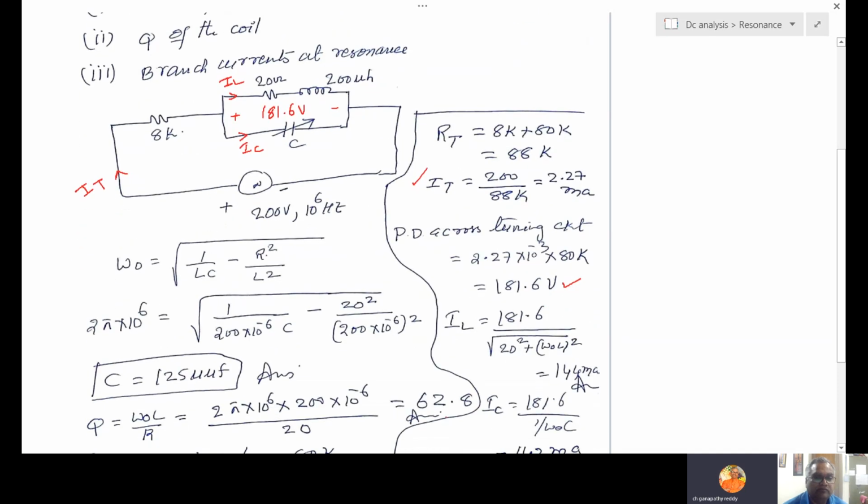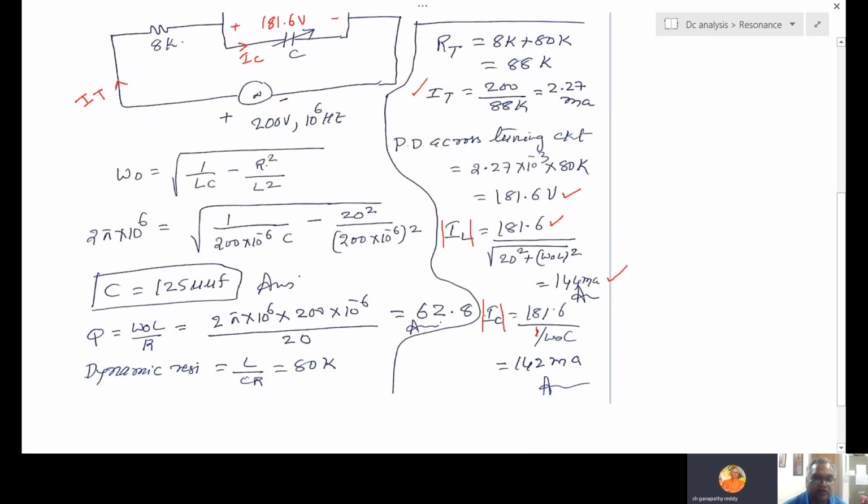Now IL value. So what is IL value? Voltage by root of R square plus omega naught L square. Substitute, you will get 144 milliamp. This is IL magnitude. So what is IC magnitude? 181.6 by capacitor reactance, which is 1 by omega naught C. So we'll get 142 milliamps.